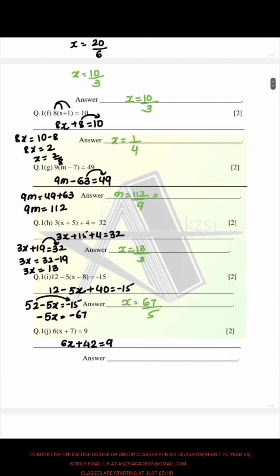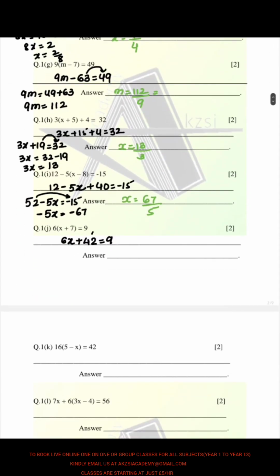And 9. Now transposing 42 onto the right hand side, 6x equals 9 minus 42. Then 6x equals 9 minus 42 is minus 33. X equals, dividing both the sides by 6, minus 33 over 6, which then can be simplified. I can divide both the sides by 3. I will get x equals negative 11 over 2.